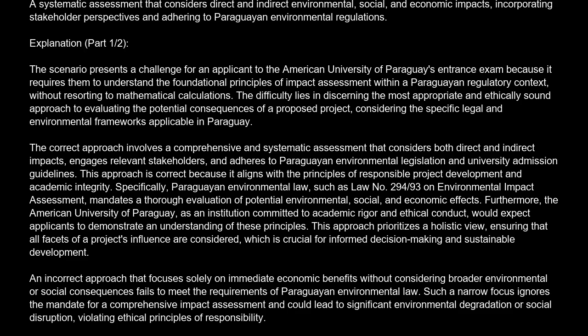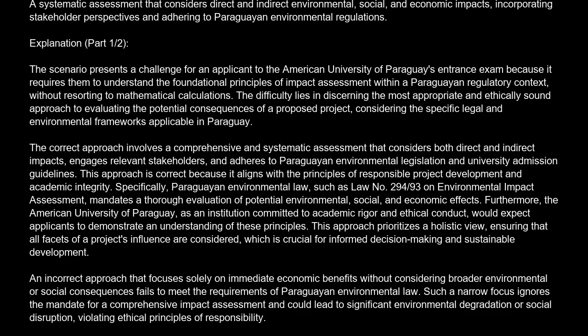Specifically, Paraguayan environmental law, such as Law No. 294/93 on environmental impact assessment, mandates a thorough evaluation of potential environmental, social, and economic effects. Furthermore, the American University of Paraguay, as an institution committed to academic rigor and ethical conduct, would expect applicants to demonstrate an understanding of these principles. This approach prioritizes a holistic view, ensuring that all facets of a project's influence are considered, which is crucial for informed decision-making and sustainable development.